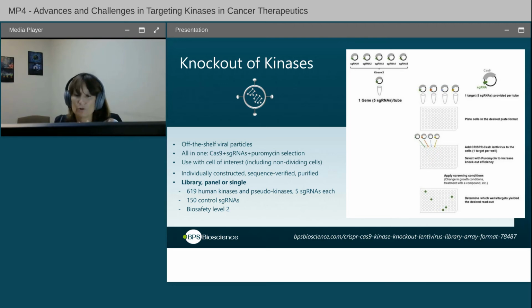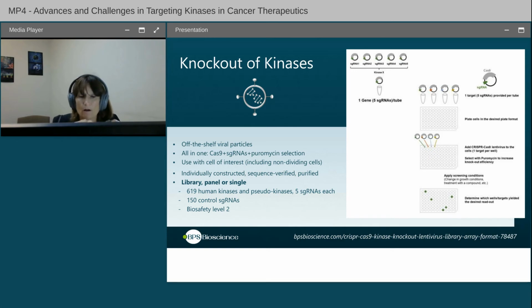each one is individually constructed, sequence verified, and purified. The full library covers 619 human kinases and pseudokinases, 5 sgRNAs each. It also contains 150 control sgRNAs, and they can be used in a biosafety level 2. So the applications are broad.